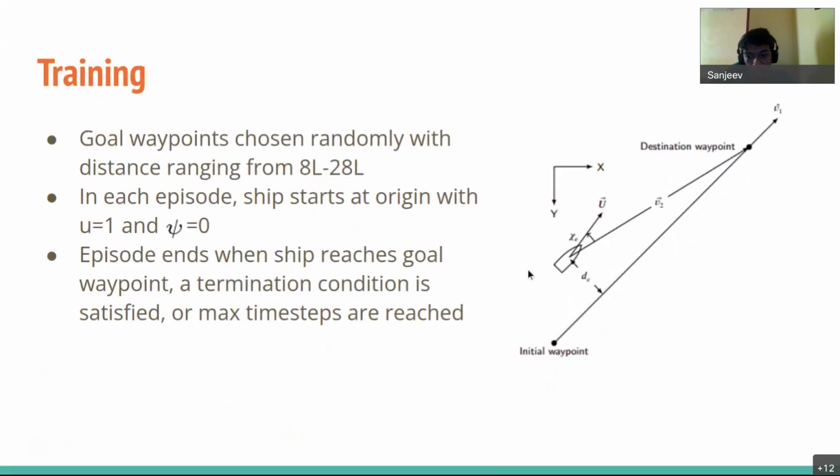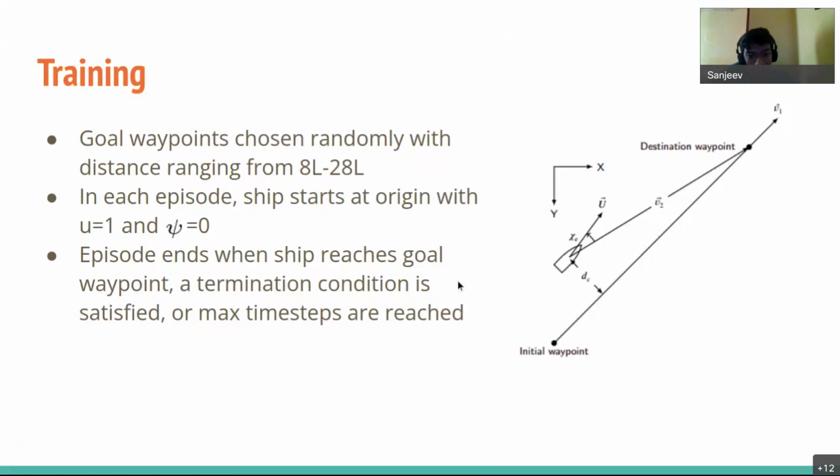And this is how we are training the agent. Our initial state is always the same, meaning the ship is at origin, the initial heading is 0, and the surge speed is 1, that is the service speed. And we choose the goal point at random instead. It is chosen at a distance of 8 to 28 ship lengths, and the heading is also chosen at random. So the course angle error at the initial state can range from minus 180 degrees to 0 degrees. These points are chosen at random so that the agent sees different states in training.